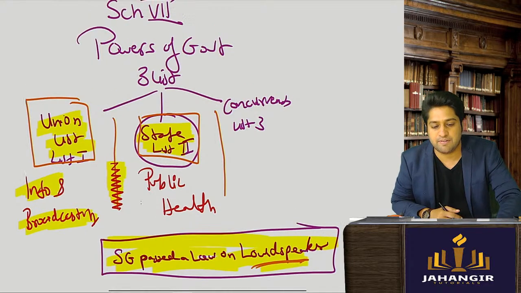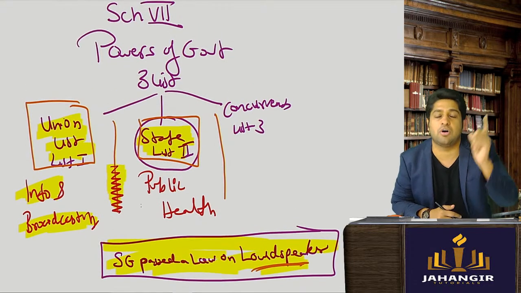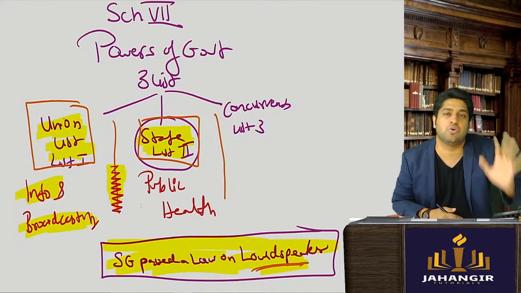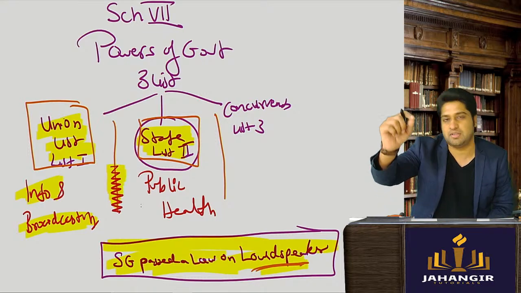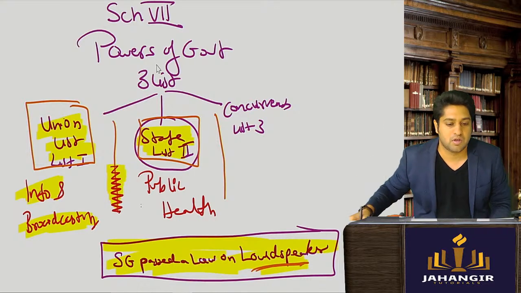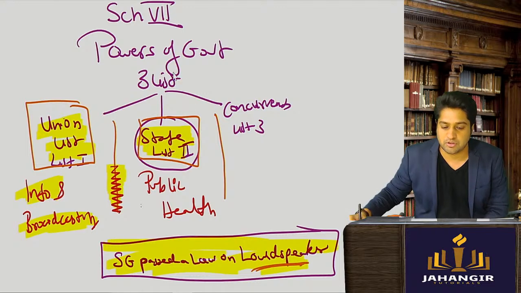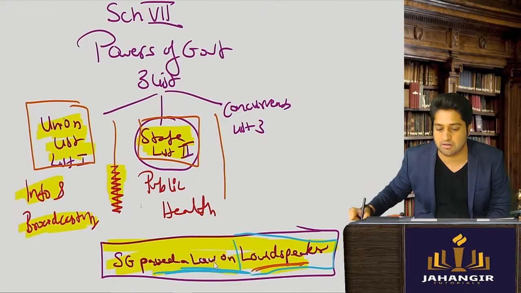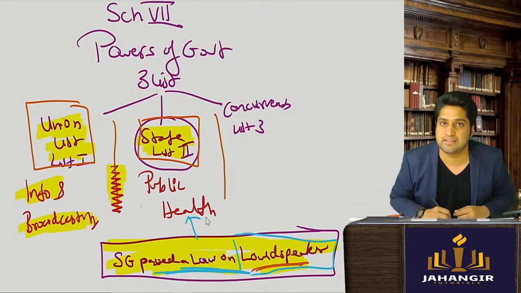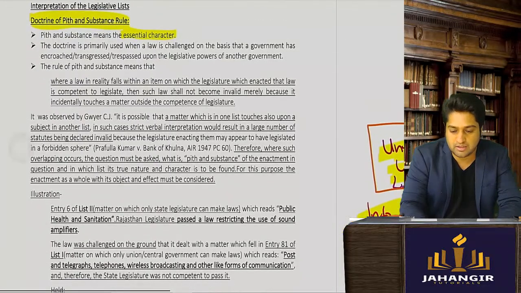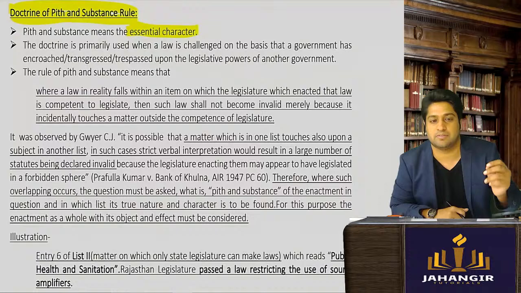In such a case, was the state government correct in making the law? Put yes or no. If you think the state government was correct, put correct; if wrong, put incorrect. The Supreme Court went into the pith and substance, the essential character of the law, and found that the main reason the state government passed the law was public health, and therefore said that the state government has the power. Clear till here? So the state government was correct.